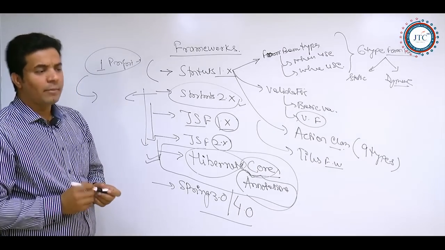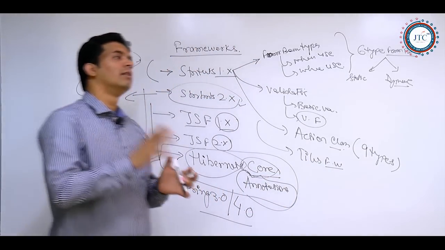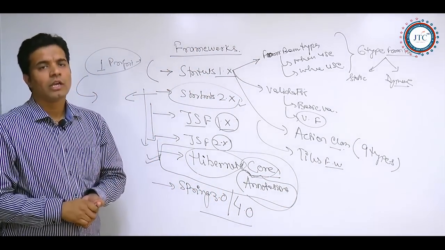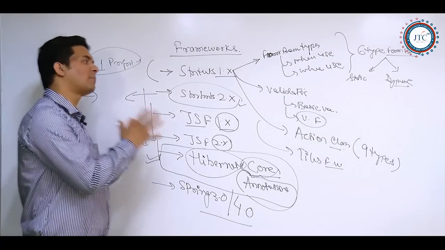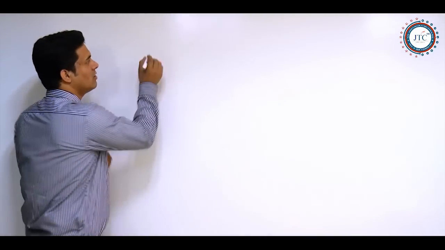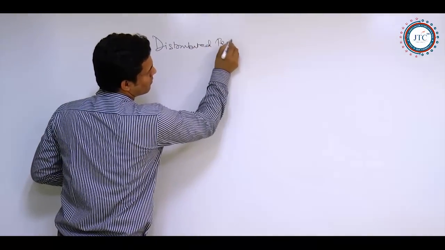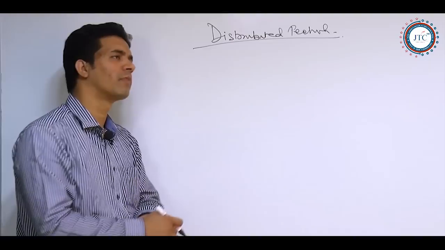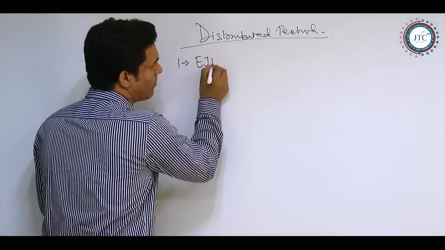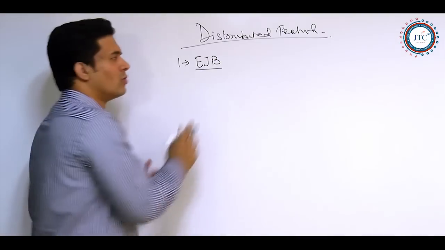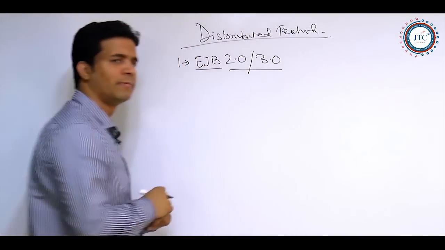Now coming to the last module, the last module which we have is distributed technologies. In the distributed technologies, what all things we are going to discuss, I will now be explaining to you. Distributed technologies. In this, first one, like EJB. Hope you know about EJB. So in EJB 2.0 or 3.0, both will be discussed here, right?